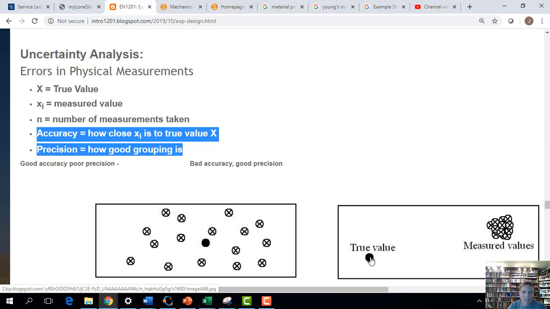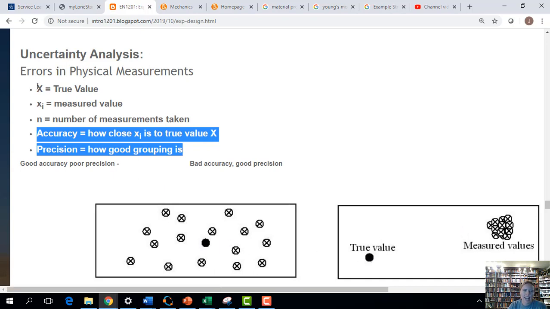So maybe there's some kind of systematic error in taking data in this situation that just keeps giving the same error over and over again. So you think you have some nice results, but actually you're not at the true value.